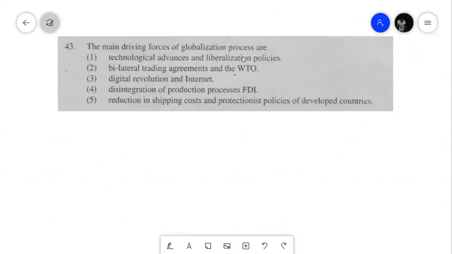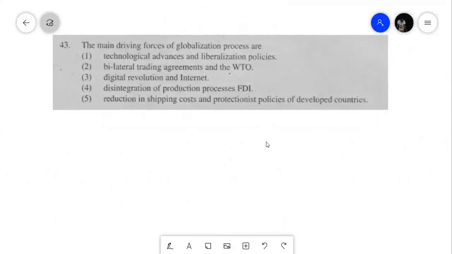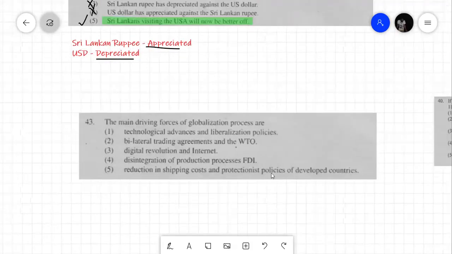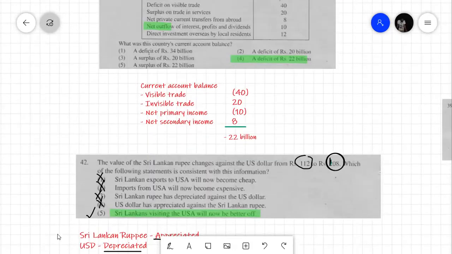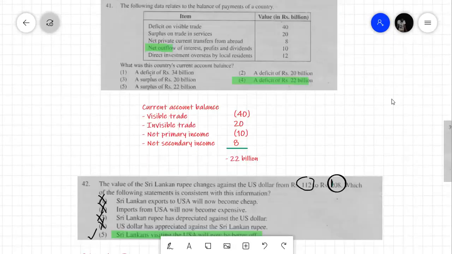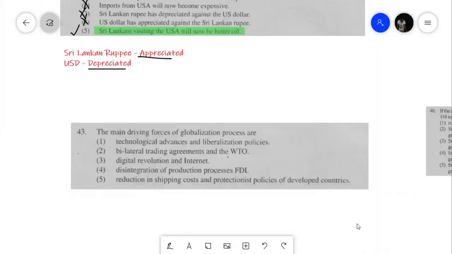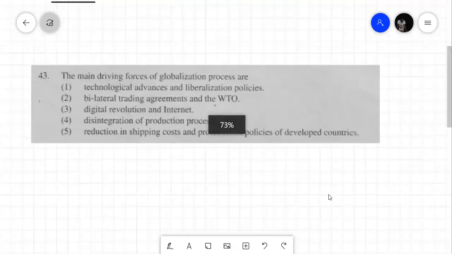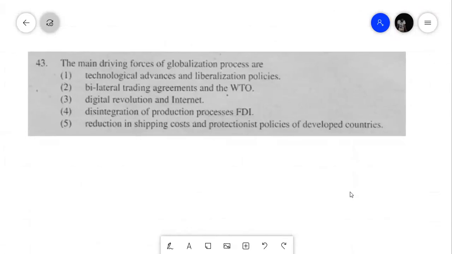Then we go into 43. The main driving forces of globalization process are... Guys, what is globalization? Globalization is where this entire thing is getting connected, with a lot of international trade, where everything is getting combined, where you have free trade, everyone is trading freely, right? So what are the reasons why there is globalization now? What are the reasons, guys?